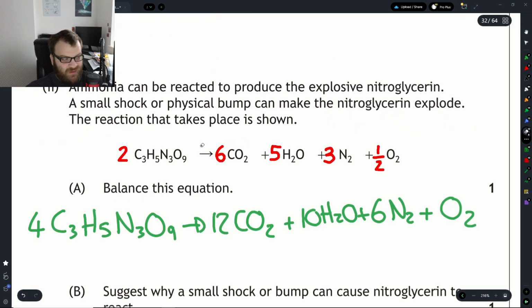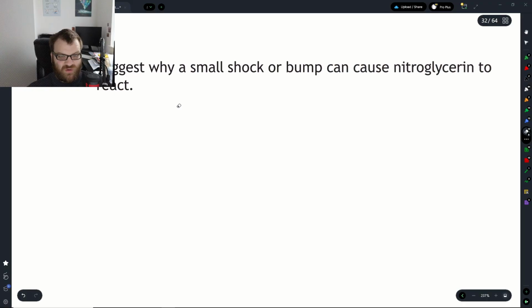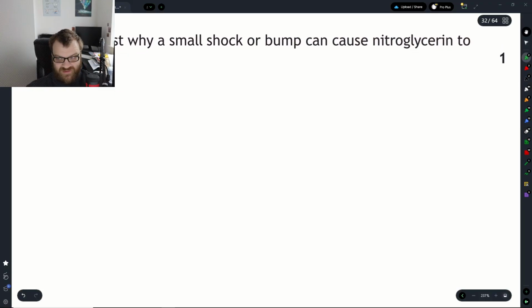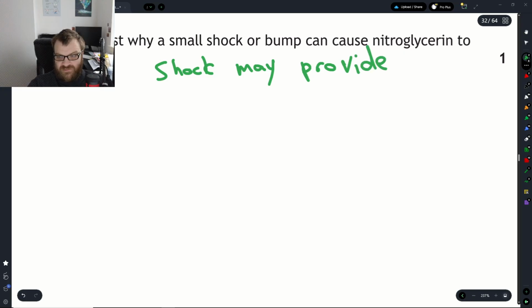Next, we're asked about why a small shock or bump can cause the chemical to react. It's going to be something to do with activation energy. Activation energy is the barrier that needs to be overcome. So the shock it provides enough energy to overcome the activation energy.